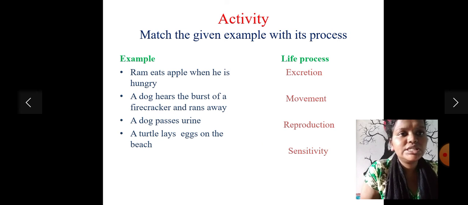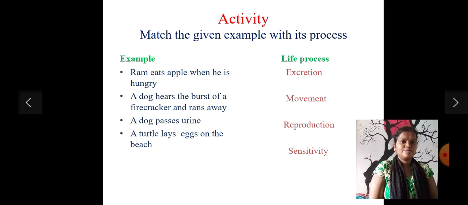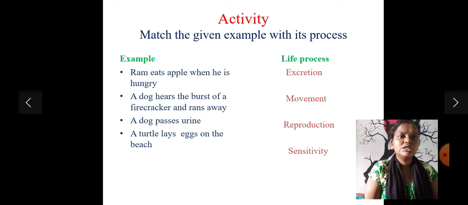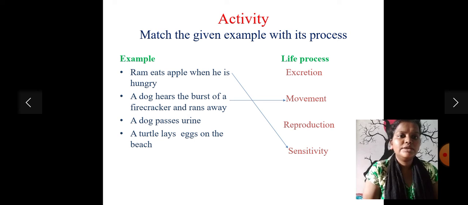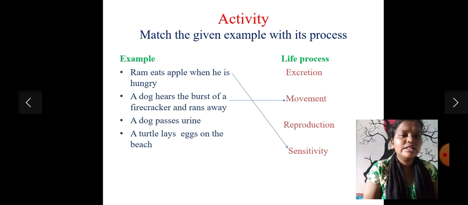Okay students, next we will match some given examples with their processes. Ram eats an apple when he is hungry. What is this? Can you say what this is? See, Ram eats an apple when he is hungry. This is nutrition. Okay. A dog hears the burst of a firecracker and runs away. That is called movement. Very good.